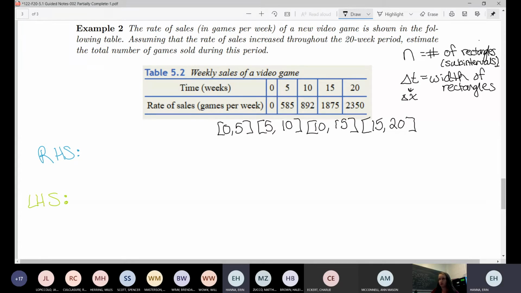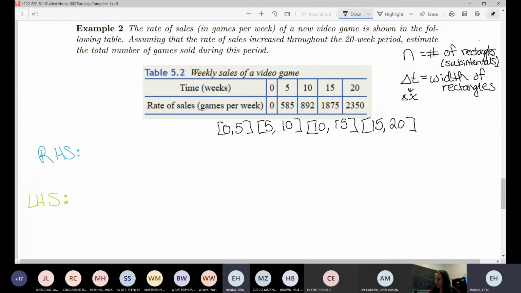Specifically for the ones we're doing, we're taking all of the widths to be the same. So in this example, since we have essentially 4 of those subintervals that I wrote down, that's why they're also called subintervals: the 0 to 5, 5 to 10, so on and so forth. So we have 4 subintervals, so there are 4 rectangles, so n would be 4, and delta t would be 5, because each of the intervals has a width of 5. The difference between the first endpoint and the last endpoint is 5.